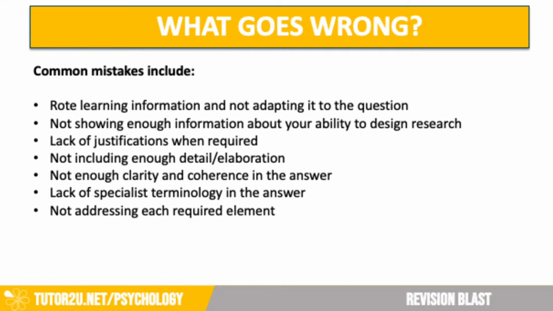Lack of justifications, and it's really important that you do justify your choices when required. Again, not including enough detail or elaboration, and that ties in with the justification as well, and also your knowledge of research methods to be demonstrated. Sometimes the clarity and coherence in the answer suffers, and having a formula of how to structure these 12 markers is really handy. Anne mentioned that before: really try and use those bullet points that they give you as your subheadings. That breaks your answer up, and it's not meant to be an essay, it's meant to look like a report, with those subheadings.